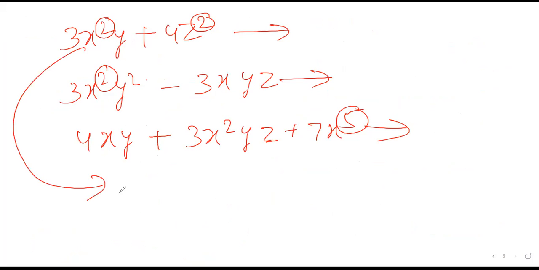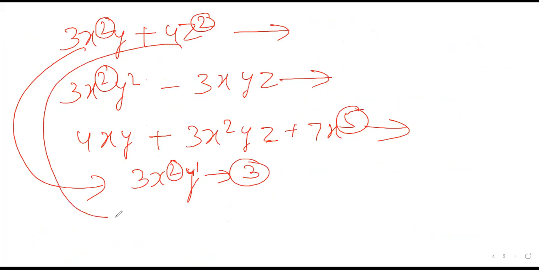So let us talk about this one. 3x square y. Here there are 2 variables. So for the degree, look at x power 2, y power 1. The sum of the exponents will be 3. And here in 4z square, the power is 2. Now we have to take the maximum of 3 and 2.